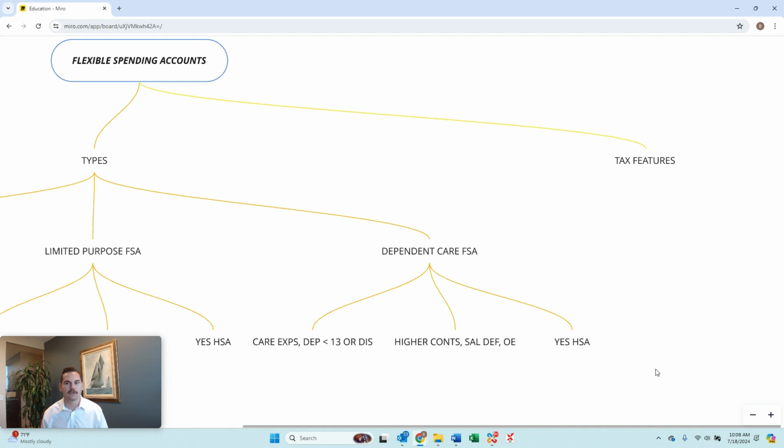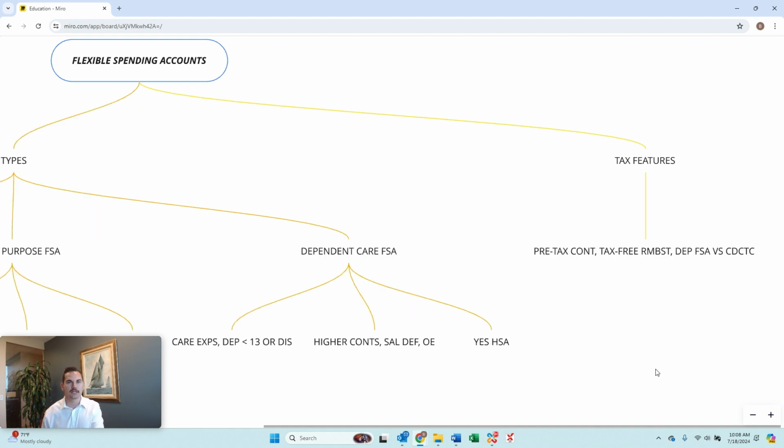As far as your tax features, money you put into the flexible spending accounts are pre-tax. So your contributions are actually going to save you money in taxes. They're going to reduce your wages on your W-2 tax form. So you'll see that in box 1. And then the money you take out of the flexible spending accounts to pay for the medical or dependent care expenses are a tax-free reimbursement of your money, as long as it's used for the medical expenses or the dependent care expenses.